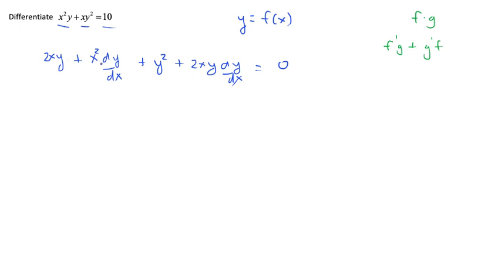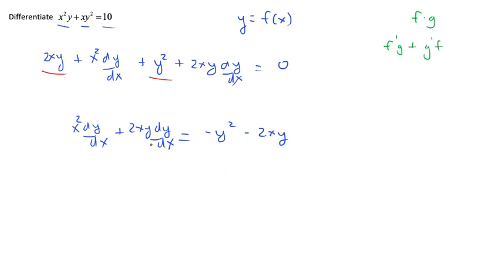Notice that we are finding the derivative, and there's a dy/dx here. At this point, we need to collect all the terms with the dy/dx on one side. So we're going to have to move these two terms over to the other side. Notice we get x squared dy/dx plus 2xy dy/dx. And then we'll just move these two to the other side: negative y squared minus 2xy.